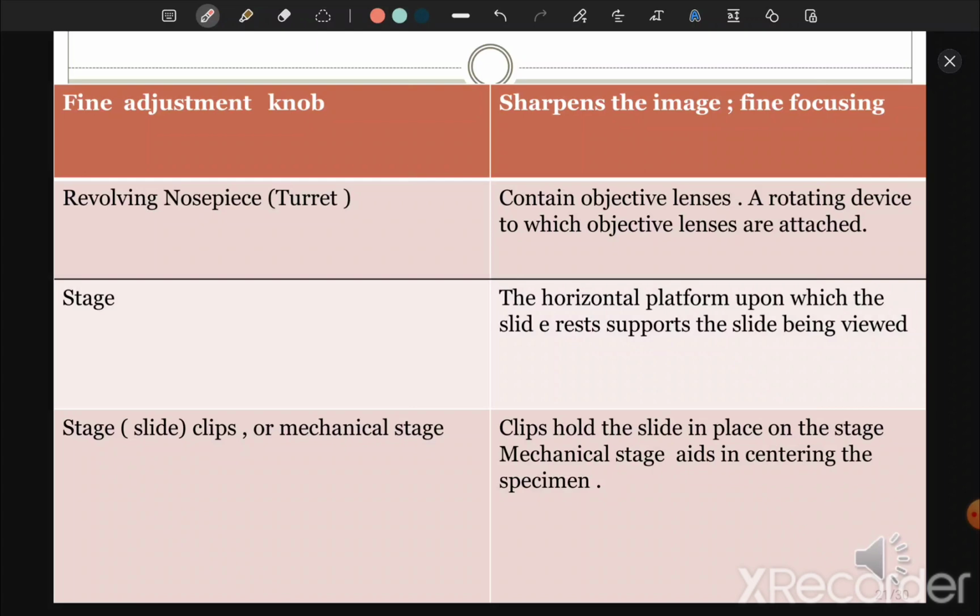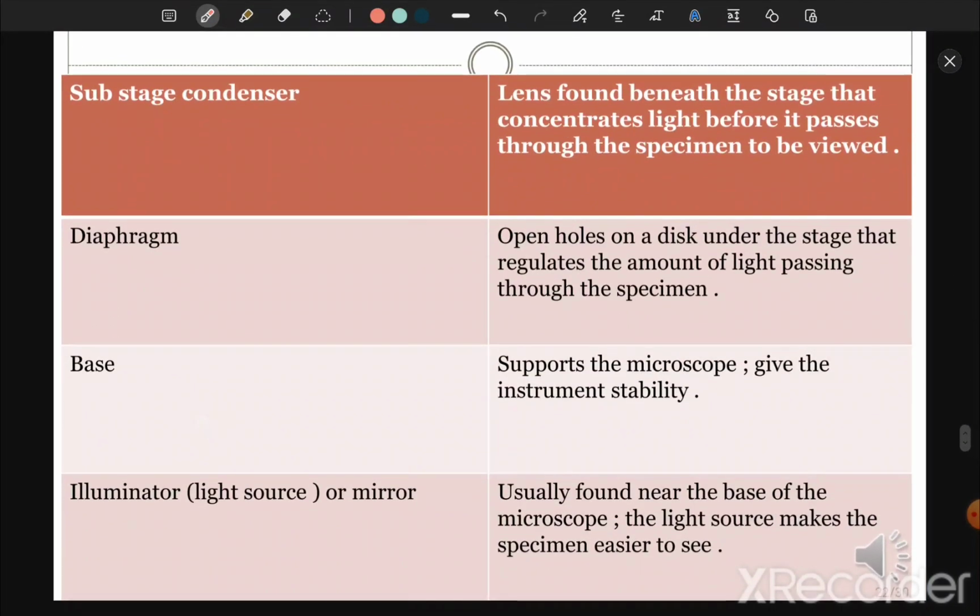The sub-stage condenser is the third type of lenses beneath the stage, as we mentioned. And we have a diaphragm. It is between the source of the light and the condenser lenses. It opens and closes on your demand. So if the beam of light is so strong and is affecting your eye, you can control this diaphragm. You will maximize or minimize the beam of light that passes through the tissue and the object to your eye. And lastly, we have the illuminator, which is found at the base, as we mentioned.